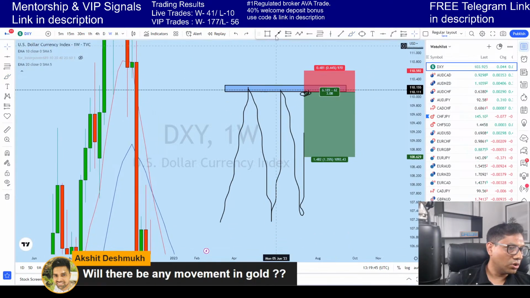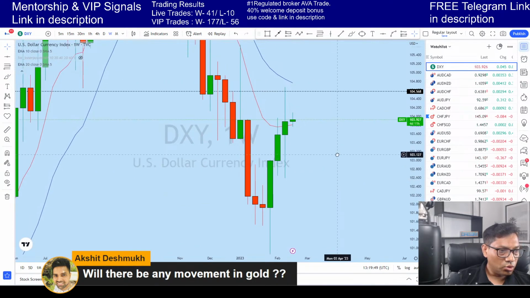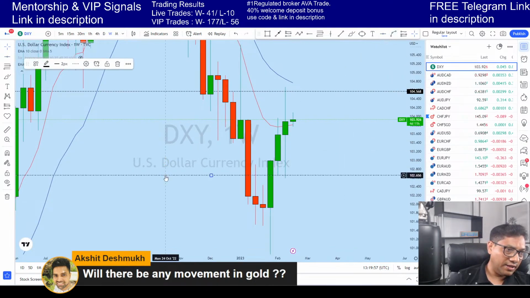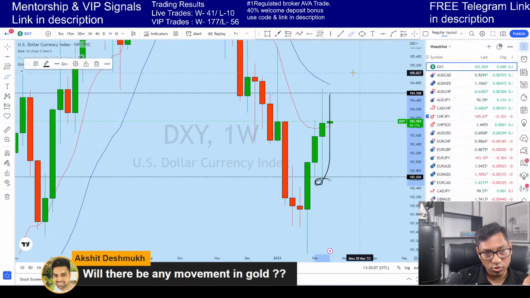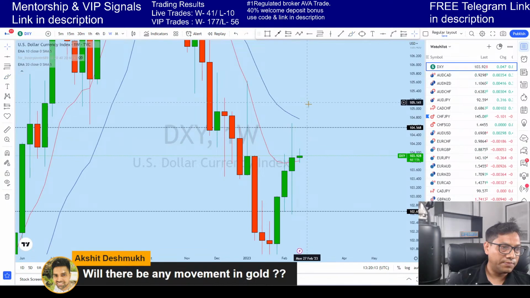We are on DXY on the weekly now. To understand when a liquidity grab happens, you need to understand where the liquidity in fact is. So below this weekly candle, there is a huge liquidity. The price has come back to that zone, grabbed liquidity, and then has gone up. So that's the sign that DXY might have a bigger move in the future to the upside.